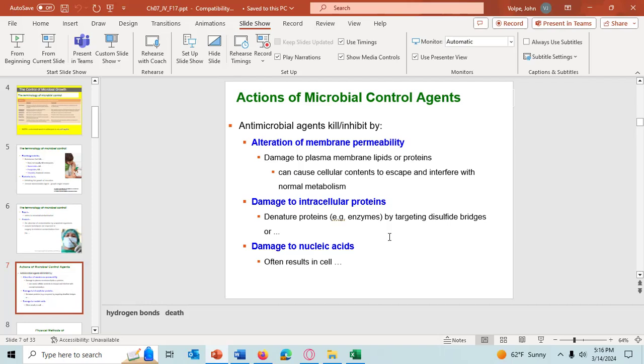UV radiation also damages nucleic acid. Any question about any of that?